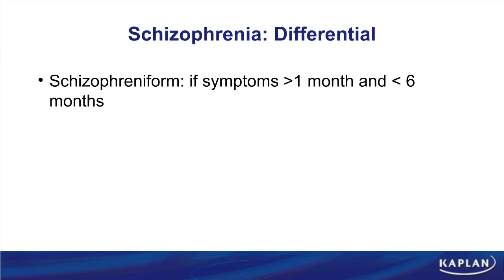Let's continue to review schizophrenia and other diagnoses which are schizophrenia-like. The first one is called schizophreniform disorder. It is exactly like schizophrenia. However, the symptoms must be more than 1 month and less than 6 months, and that is essential in the diagnoses. And the only difference between schizophreniform and schizophrenia is duration of symptoms. So schizophrenia is more than 6 months. Schizophreniform is more than 1 month, but less than 6 months.